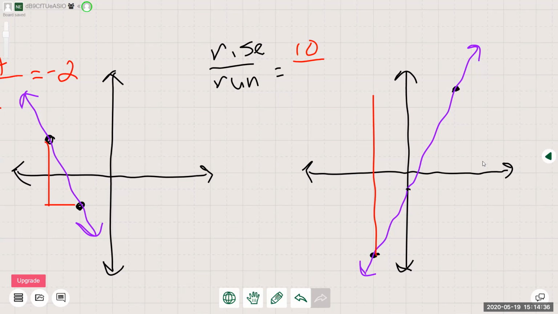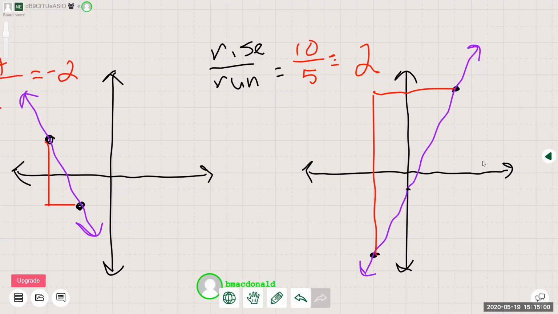So we go 1, 2, 3, 4, 5 spaces to reach that other point. Then our rise over run, or our slope, is 10 over 5. And you probably guessed we can reduce that. The way we do that is we divide 10 by 5, and we get a positive 2. So our slope is 2.